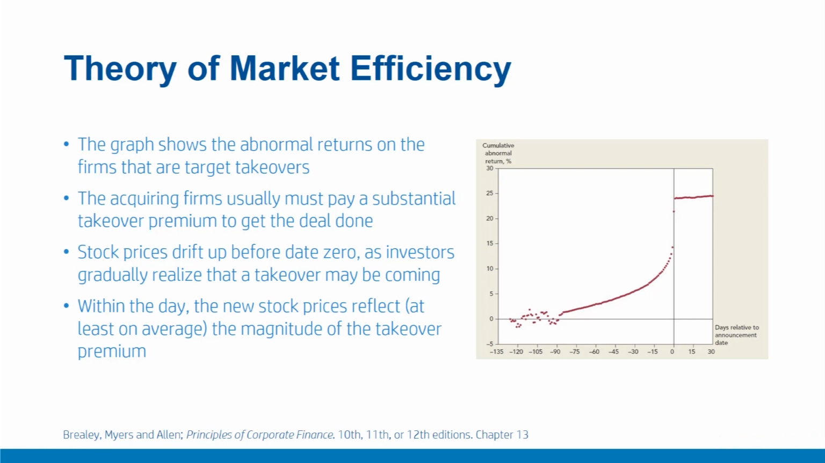Stock prices drift up before date 0 as investors gradually realize that a takeover may be coming. On the announcement day, prices jump up dramatically. The stock price adjustment is immediate and complete. After the big price move on the public announcement day, the run-up is over, and there is no significant further drift in the stock price, either upward or downward. Thus, within the day, the stock prices reflect, at least on average, the magnitude of the takeover premium.